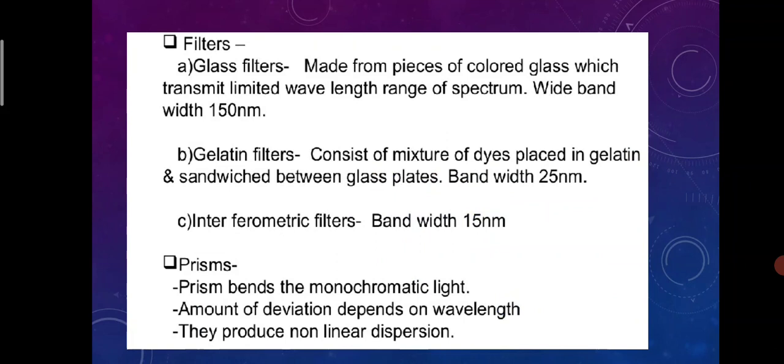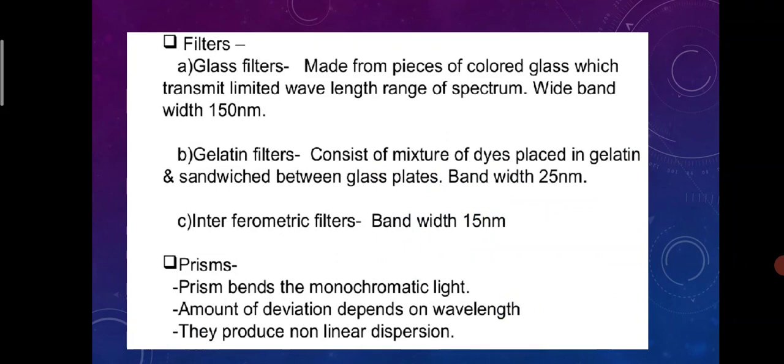Next, the types of filters. Glass filters are made from pieces of colored glass which transmit a limited wavelength range of the spectrum. The wide bandwidth is 150 nanometer. It is used to remove the unwanted wavelengths and only allows the particular wavelength. Then gelatin filters consist of a mixture of dyes placed in gelatin and sandwiched between glass plates. Bandwidth is 25 nanometer. Interferometric filters have a bandwidth of 15 nanometer.